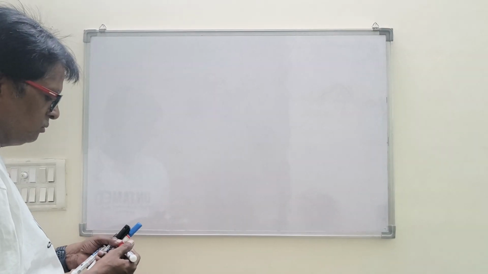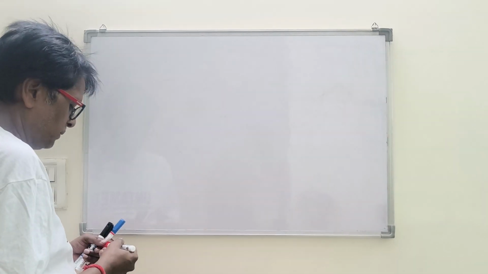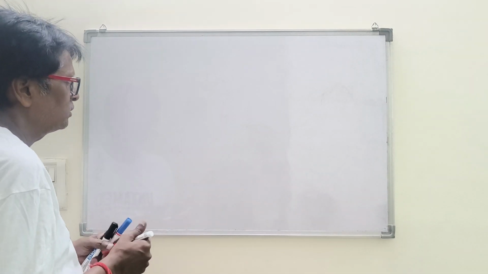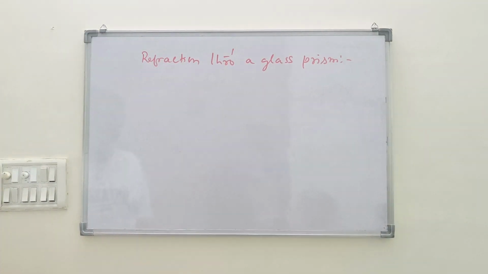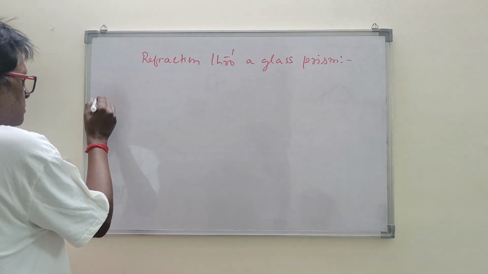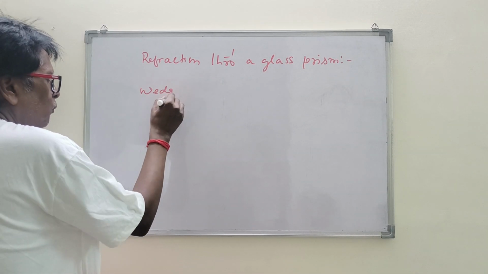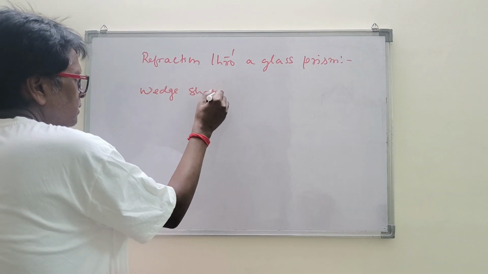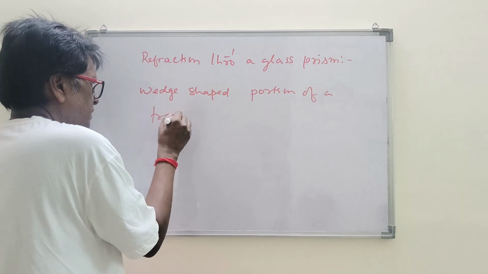Today I will teach you optics for class 10th and the topic is refraction through a glass prism. First of all, we will know what is a prism. You might have seen a prism. A prism is a wedge shaped portion of a transparent material.